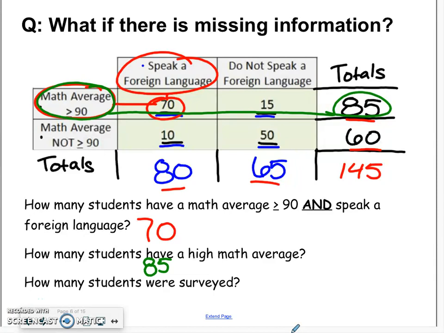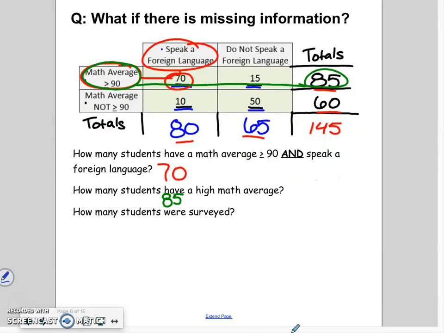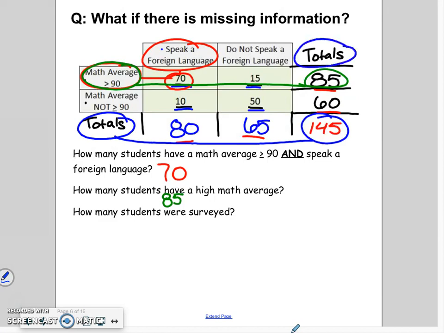And lastly, how many students were surveyed? If they're just asking how many students were surveyed, the total number of people surveyed should be found in our bottom right corner. So we're looking at the totals and find where they intersect, and you should have 145.